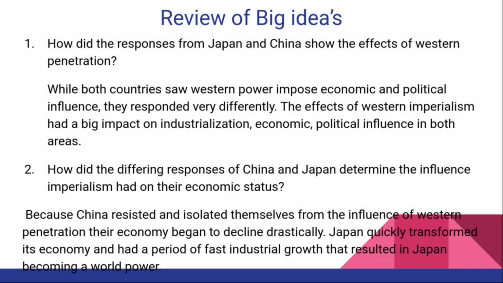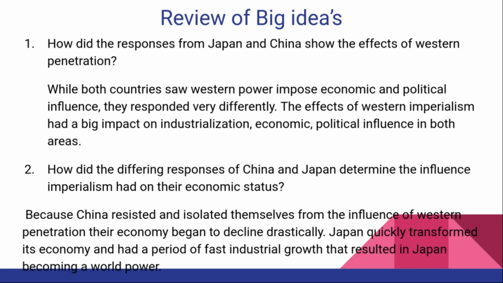Number 1, how did the responses from Japan and China show the effects of Western penetration? Our team's answer was that while both countries saw Western power impose an economic and political influence, they responded very differently. The effects of Western imperialism had a big impact on industrialization and economic and political influence in both areas.